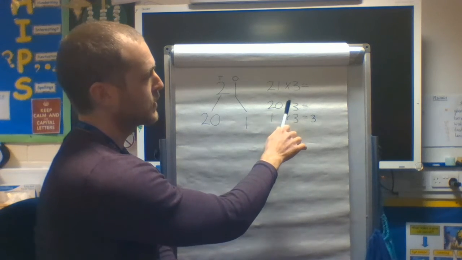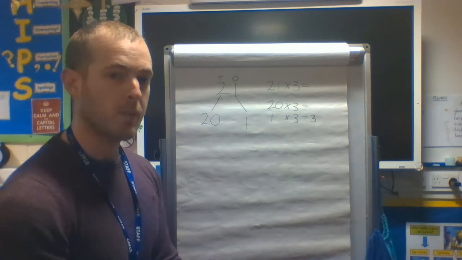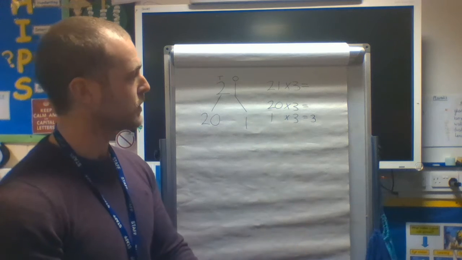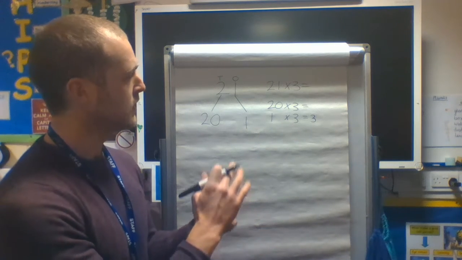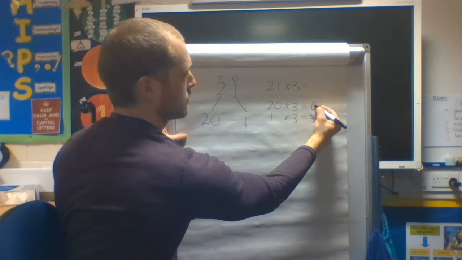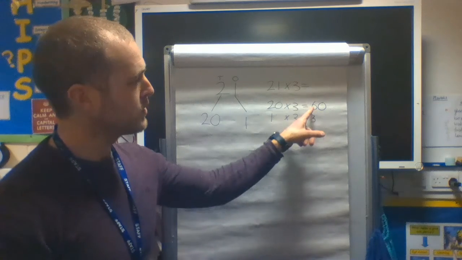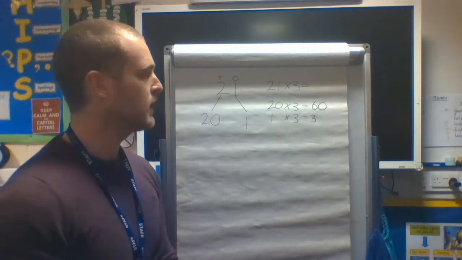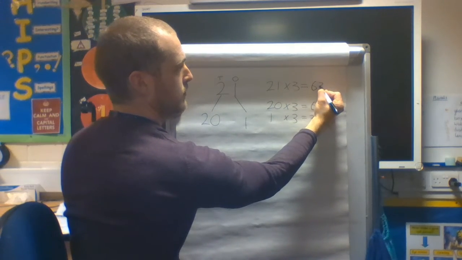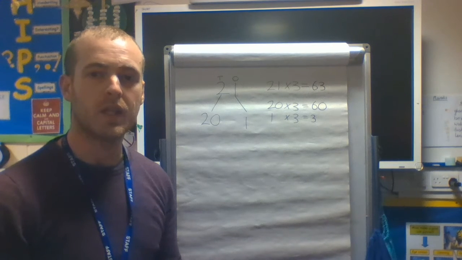20 times 3. Now I know that when I multiply or times a number, I'm adding the same number on a certain amount of times. I'm going to add 20 on 3 times. 20, 40, 60. The final step is to add these two numbers up. 60 and 3 equals 63. 21 multiplied by 3 equals 63.